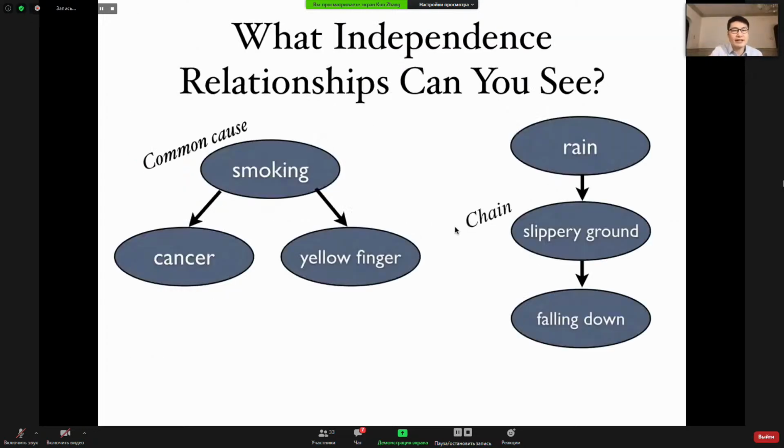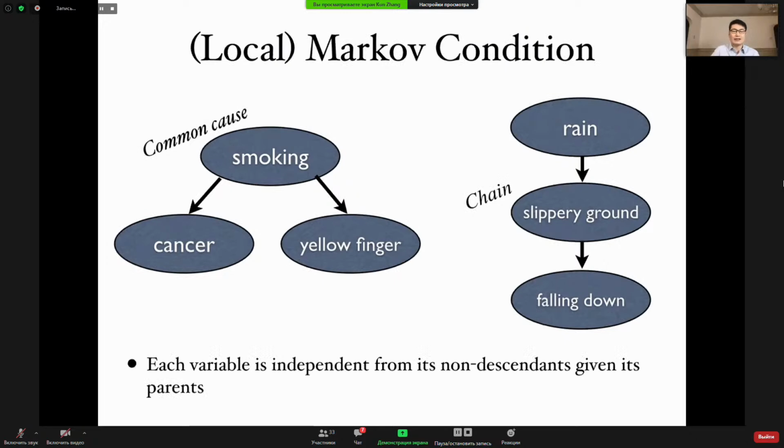Okay, so now suppose you are given this directed graphical representation right here. What independence relationships can you infer or can you see regarding the variables? To do so, we can apply the so-called local Markov condition. Each variable is independent or conditionally independent from its non-descendants given its parents, meaning that right here, yellow finger will be independent from cancer given smoking because cancer is a non-descendant of yellow finger. And in this example, falling down will be independent from rain given slippery ground, right? This is the local Markov condition. It's nice because once we have the graphical representation, we can immediately see whether the variables are conditionally independent.